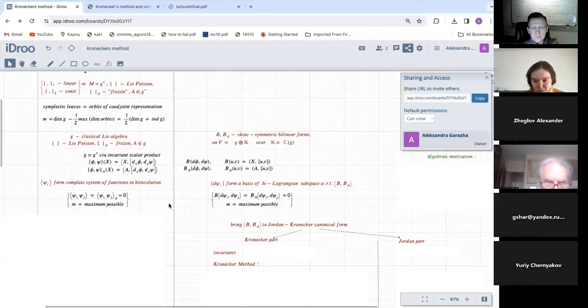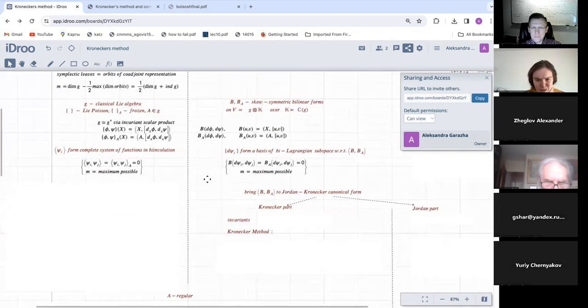Now the question is, okay, we have these two skew-symmetric bilinear forms. How could we find this basis of bi-Lagrangian subspace? From linear algebra, we know that we can take these pair of forms, bring it to Jordan-Kronecker normal form, and then halves of these spaces in which our matrices have this Jordan-Kronecker form will form a basis of bi-Lagrangian subspace.